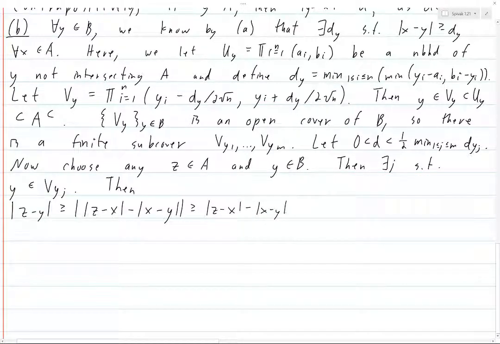Well, wait, if this is supposed to hold for any z in A, we're not going to get any sort of bounds on the distance. But wait, does this matter? We want this to be greater than dy. I'm not sure if this argument is going to work.